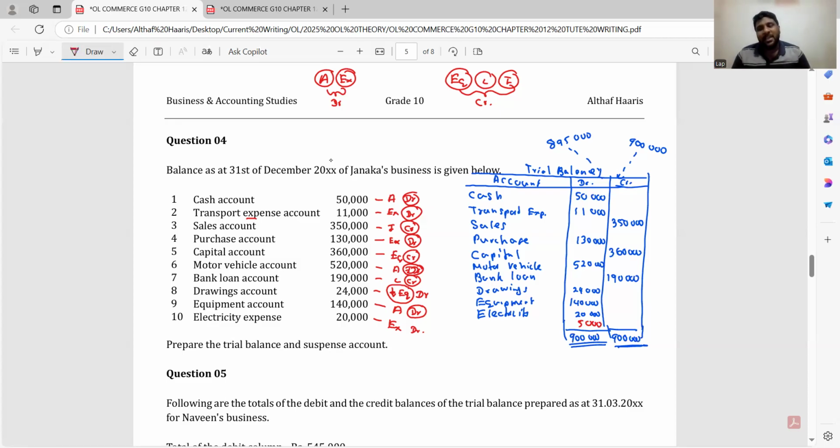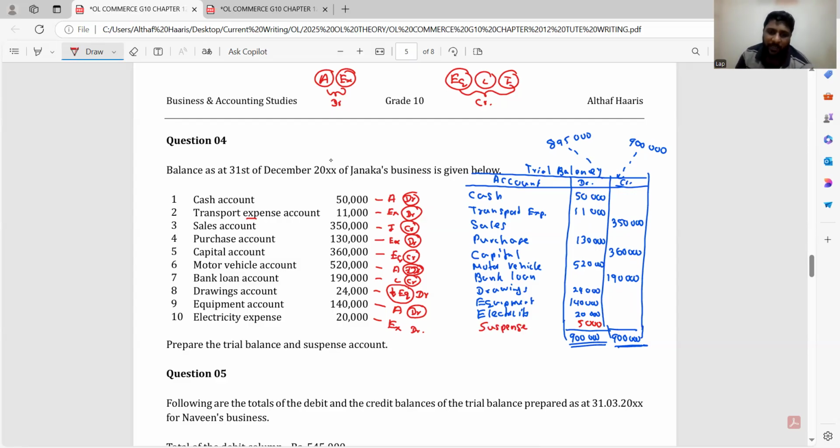So this debit side 5,000 is missing. On a temporary basis, where are we recording the 5,000 which is missing? The 5,000 which is missing, temporarily we will write it in the suspense account.